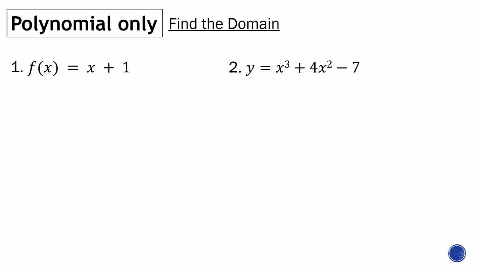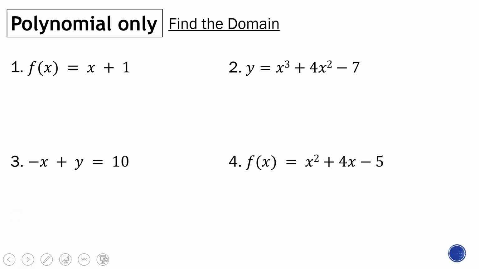In number 1, x plus 1, that's a linear function. In number 2, x cubed plus 4x squared minus 7, we call that a cubic function. Number 3 is also a linear function, and number 4 is what we call a quadratic function. Every time you see a polynomial function only, there's no restriction whatsoever on the domain. That means the domain will be from negative infinity to positive infinity, or x is the set of all real numbers.